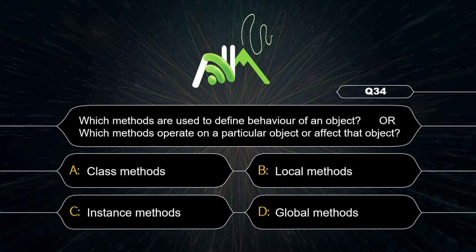Which methods are used to define the behavior of an object? Which methods operate on a particular object or affect the object? So I told you instance variables are associated with an object. So the correct answer is C.